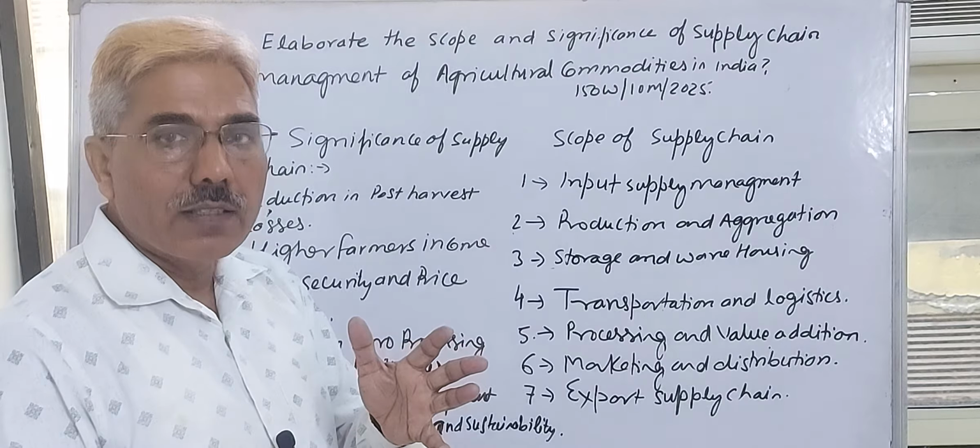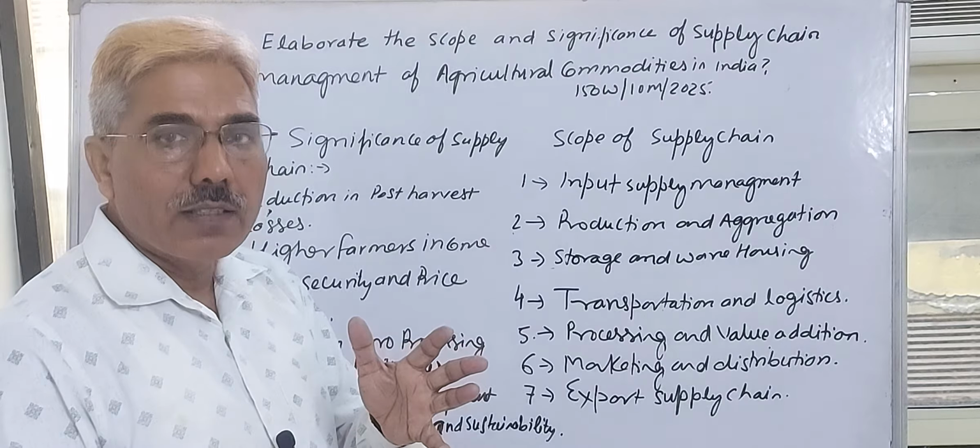In case of transportation and logistics, you can categorize all crops in two categories: perishable and non-perishable. For perishable transportation, there are refrigerator vans, as you know, and Kisan Rail. That is also a means of transportation for both perishable and non-perishable. These kinds of facilities are also available, and this is the scope of supply chain.